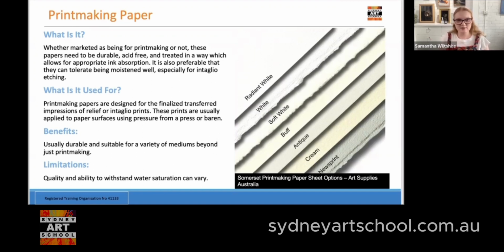Now, the benefits of these paper types are that they're usually durable and suited for a variety of materials, again, beyond just printmaking. That's when we're talking about papers which are marketed specifically as being printmaking papers, like these options in the image by Art Supplies Australia. And the limitation is that the quality and ability to withstand water saturation can vary. So depending on what type of paper you've selected from what brand, you will find that they'll have slightly different outcomes, and it might take a little bit of trial and error to decide which would be best for your practice for the long term.